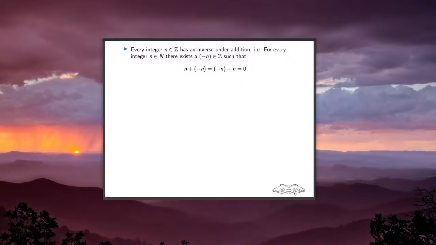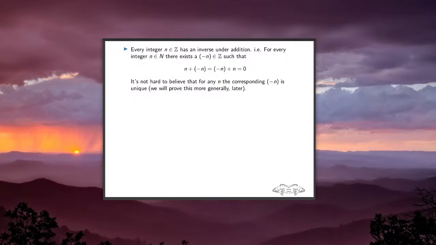Another nice thing about the integers is that you can always find an inverse. If you take any integer, any whole number, you can always find an additive inverse. Exactly like we see there, n plus minus n is 0. Similarly, negative 7's additive inverse is positive 7. It's just the opposites. Again, we all know this. It's not that it's surprising.